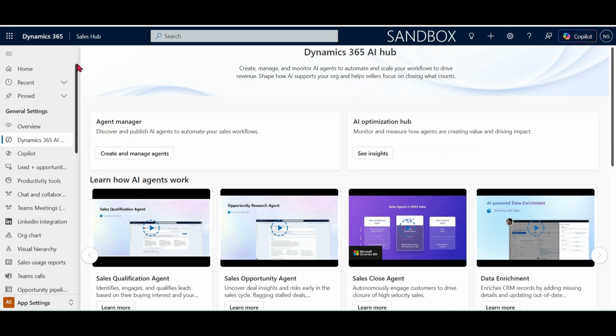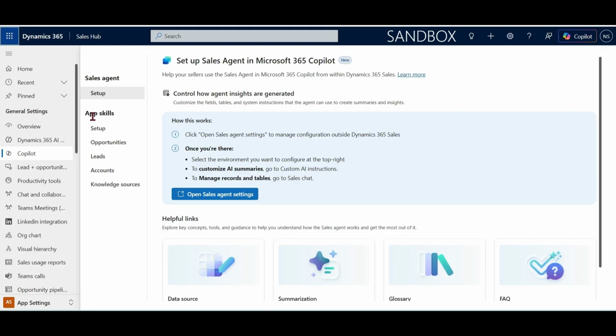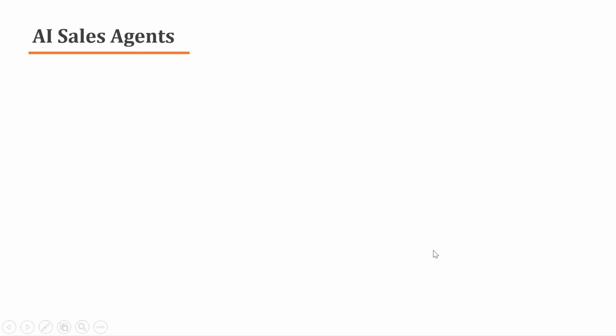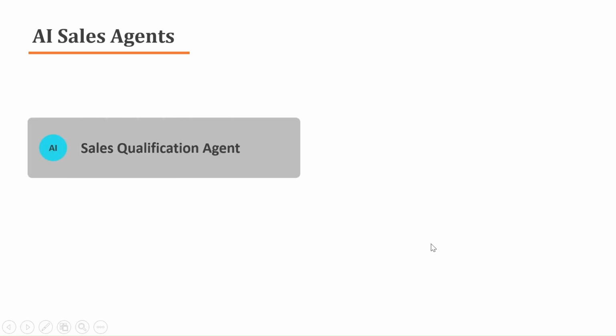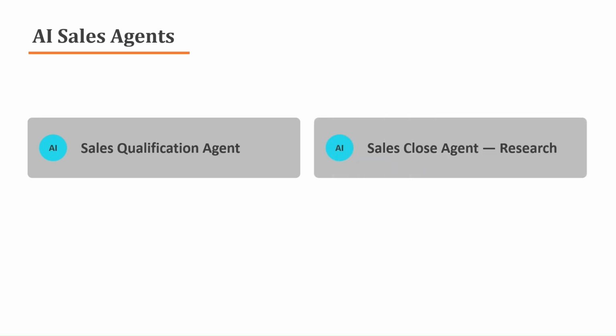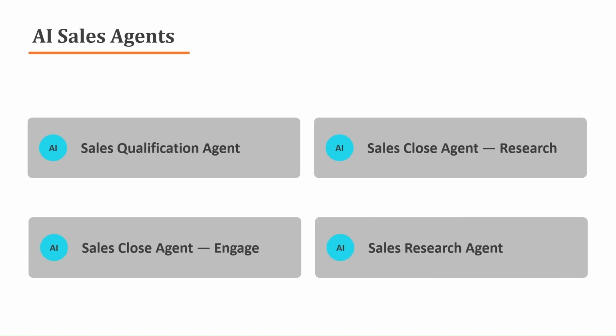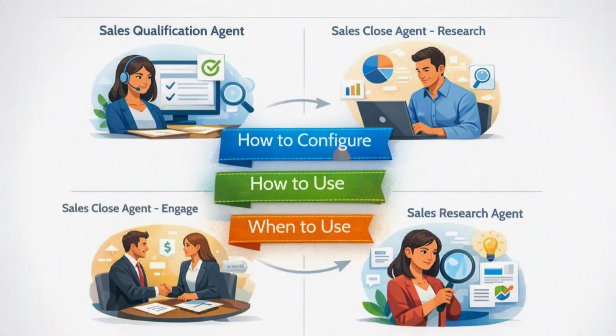When it comes to the AI and Copilot part, there are many questions on Copilot settings and Copilot. And please expect a lot of questions on the sales AI agents: sales qualification agent, sales close agent research, sales close agent engage, and sales research agent. Expect a lot of questions on these agents. Make sure you understand what each agent does, how to configure it, and how to use it.